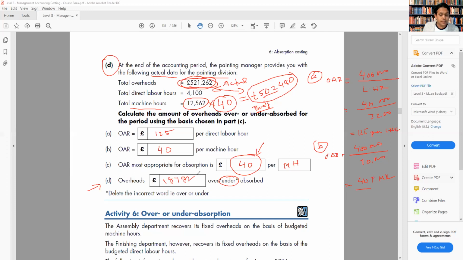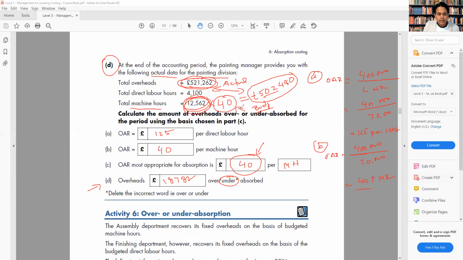18,782. Very well done, Abdi. So that's how we can do under or over absorbed. Very, very careful. We multiply the actual number of hours, could be machine or labor, times the budgeted OAR and compare with the actual. If I absorb less, under; if I absorb more, over.